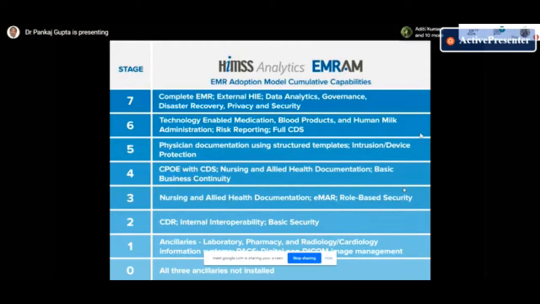At stage 6, there are only 40 hospitals that have been able to achieve it, and stage 7 is even fewer than that. Globally, it is so hard to achieve those levels. If you look at this, CPOE is sitting at stage 4 with clinical decision support, and BCMA, which is basically technology-enabled medication administration, is sitting at stage 6. Without CPOE, BCMA cannot work. That is why we say the full potential of CPOE is realized only when you implement BCMA.